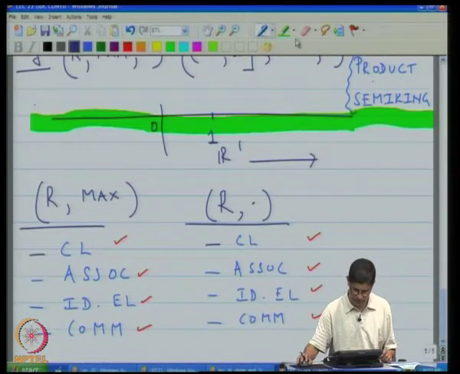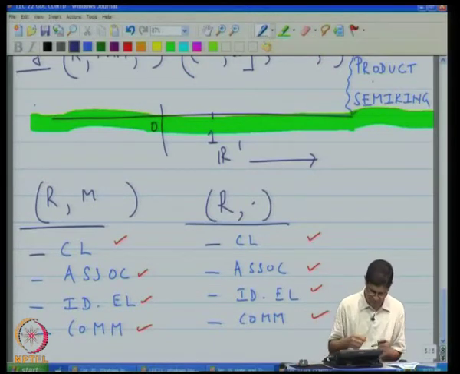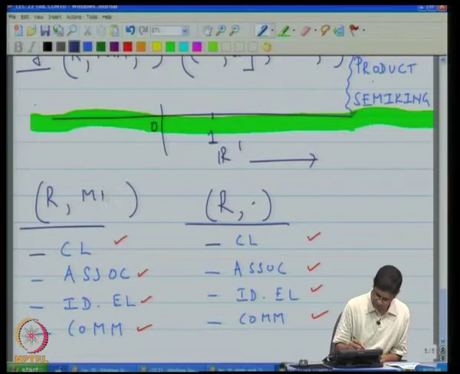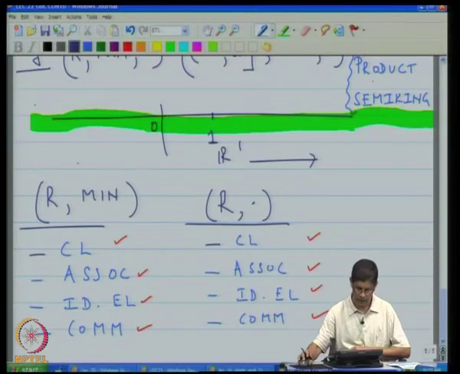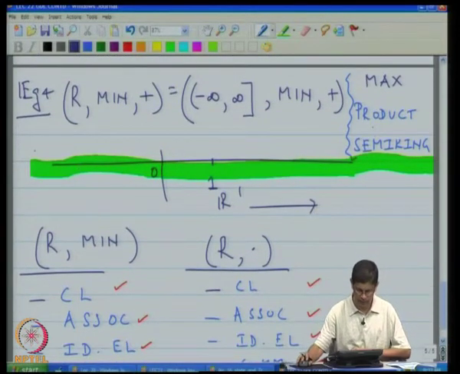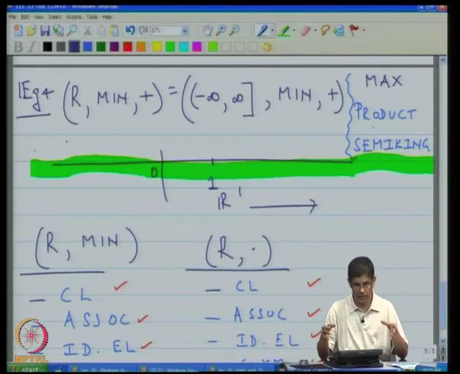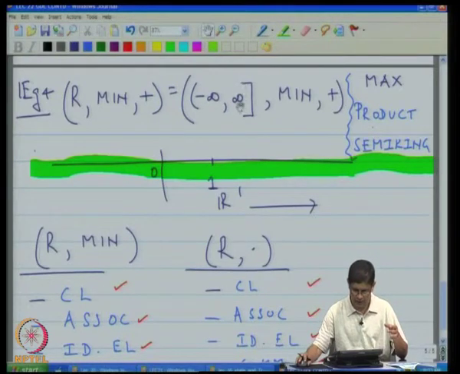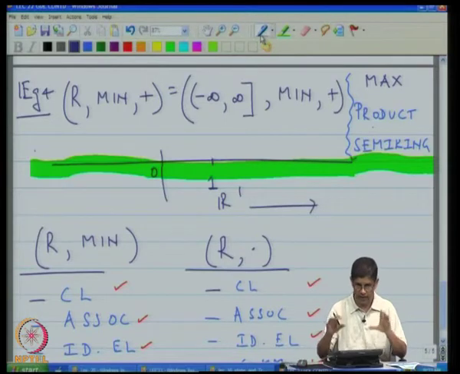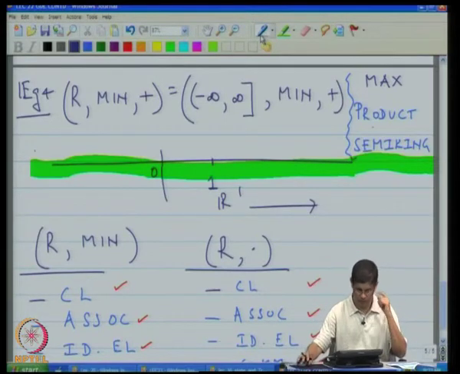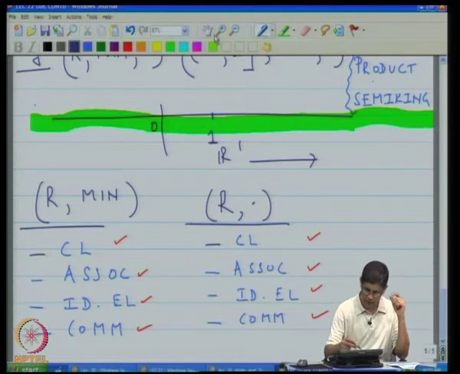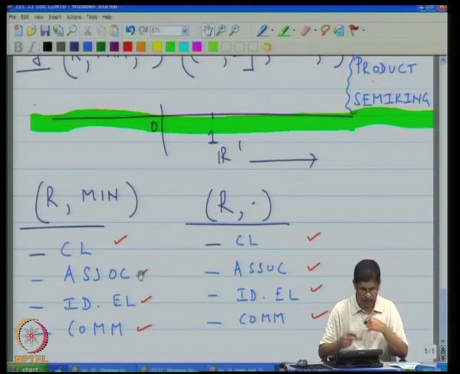Now, let us as before check to see if the axioms are satisfied. Under minimum, is it closed? That is, if you take the min of two elements and both of them are on the extended real line, meaning that I am including the point at infinity, then is it closed? And of course, it is. So, that is actually valid. So, that is fine. Associative, you can check.